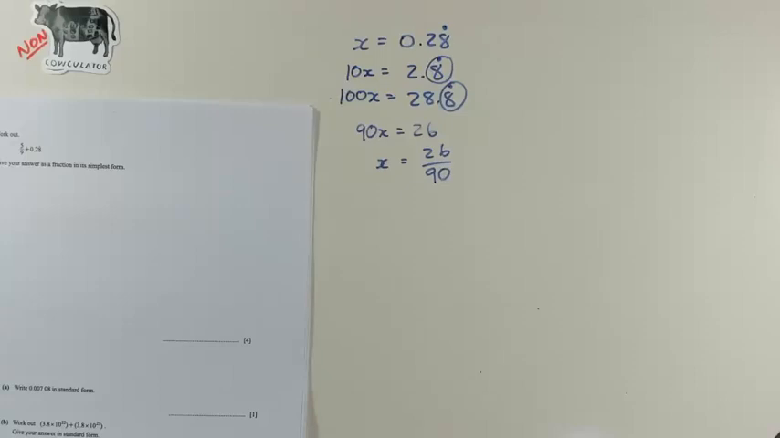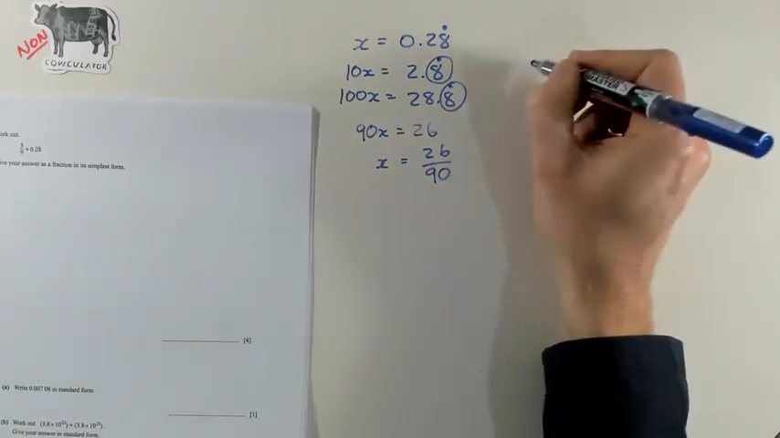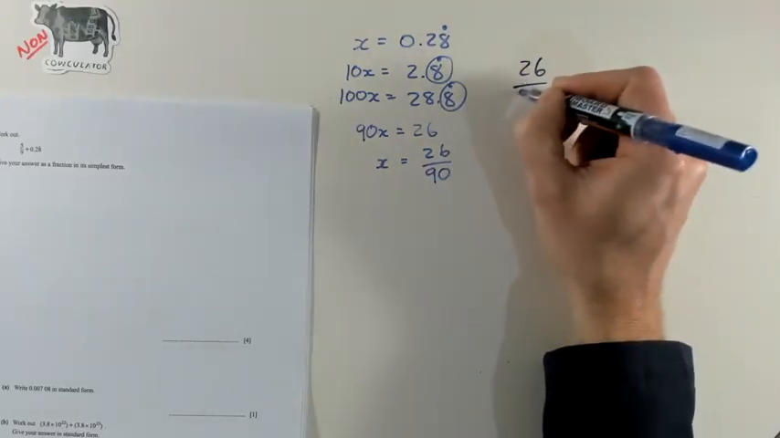Do I have the right color pen? That one seems a bit dry. Sorry about that. Let's try again. So I have my recurring number as 26. Oh, that looks much better.